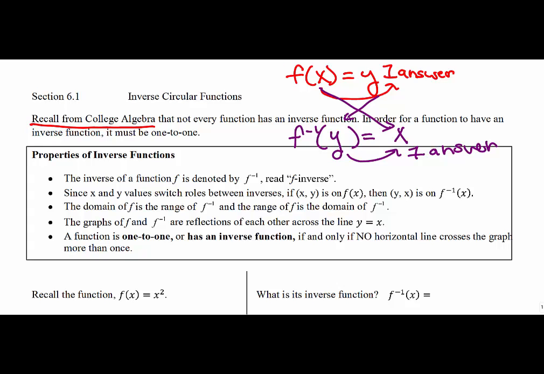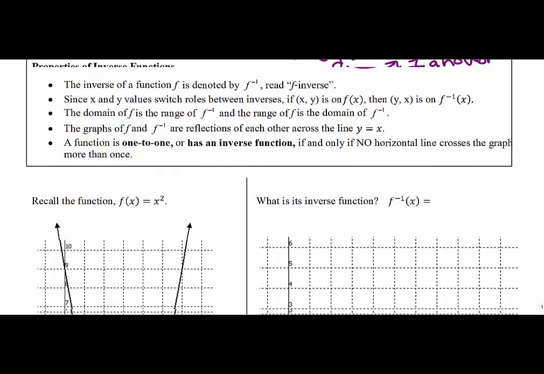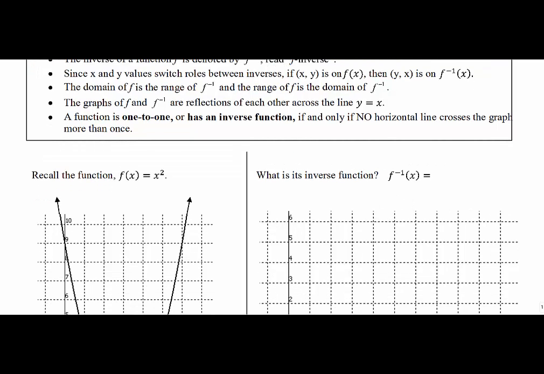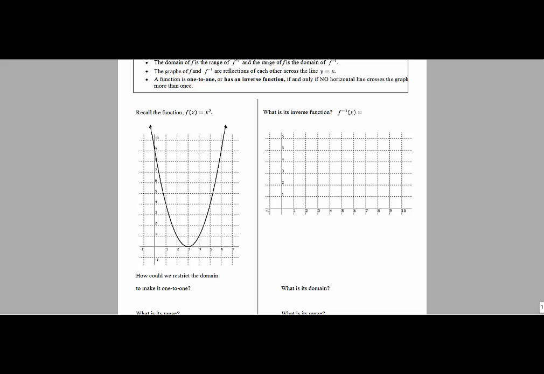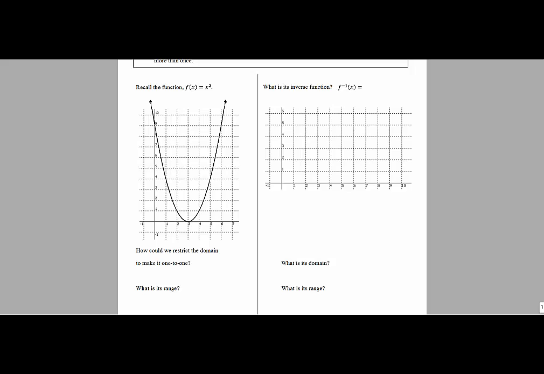So the idea is that the x and y values will switch places, and we want to compare this to a function that we should be somewhat familiar with, our square function. So here's our square function, and this is actually the function x minus 3 squared. So we're going to take the square function and shift it to the right 3 units. So we want to look at this picture here.